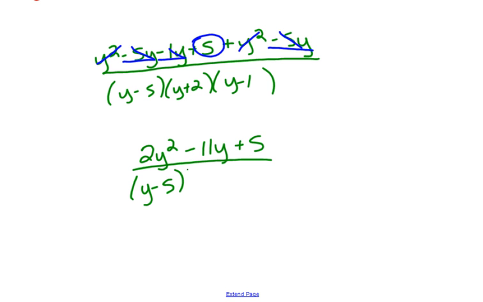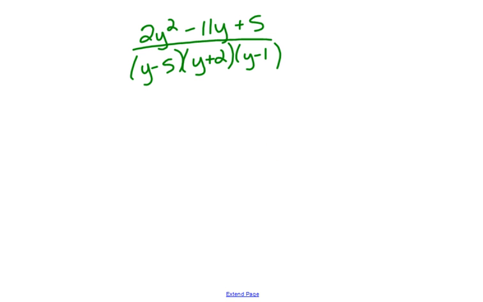Now, a lot of people would just box this answer in right now and call it good. But remember, something might cancel here. So I'm going to have to see if I can factor that numerator now, the 2y squared minus 11y plus 5.